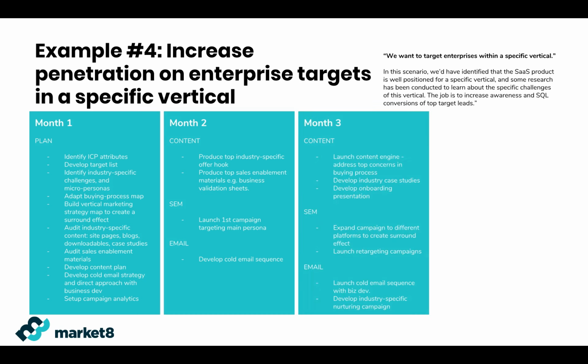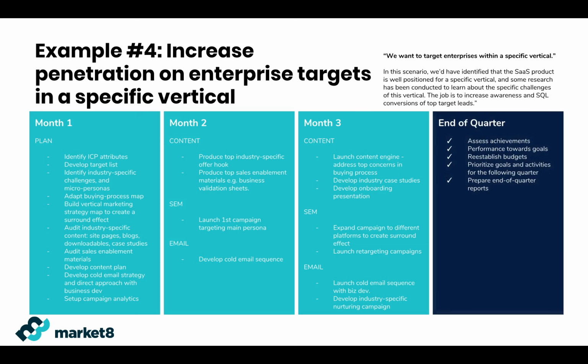Month 3, for example, we can launch the content engine addressing the top concerns in the buying process, do some case studies, develop an onboarding presentation, and expand the campaigns to different platforms. Launch retargeting campaigns, so we can really expand on that surround effect, and then maybe launch the cold email sequence together with your business development team, and start developing a nurturing campaign for these leads. Also, we're going to assess performance at the end of the quarter.